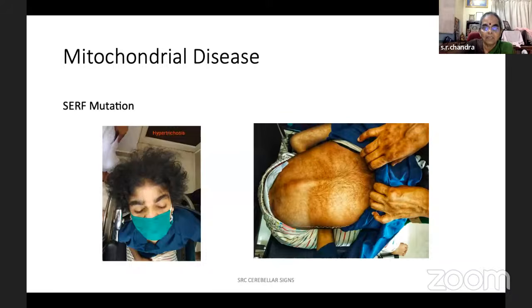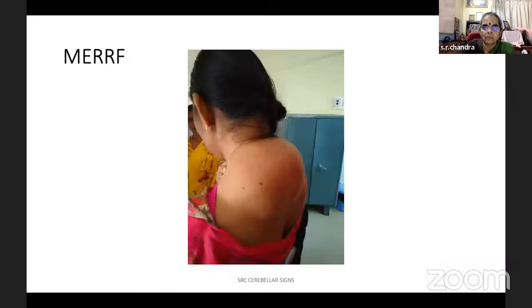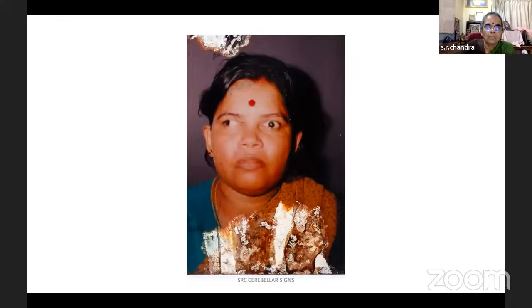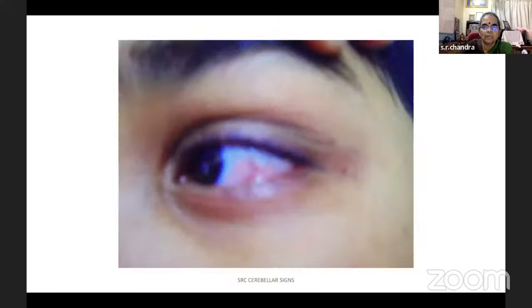This is a very hairy child, a clue for a SERF mutation, mitochondrial disease, ophthalmoplegia with ataxia. This is the MRI of that child showing putaminal hyperintensity. This is a midline lipoma, again a clinical marker in a patient with ataxia, seizures, and cognitive dysfunction. This may be mitochondrial disease. And this MRI shows MS, multiple sclerosis, which can present with intermittent ataxia.